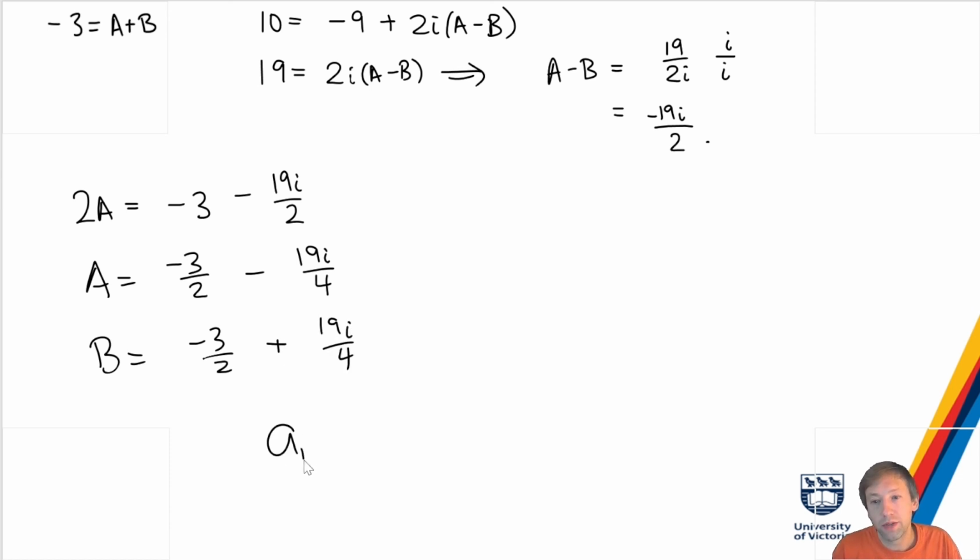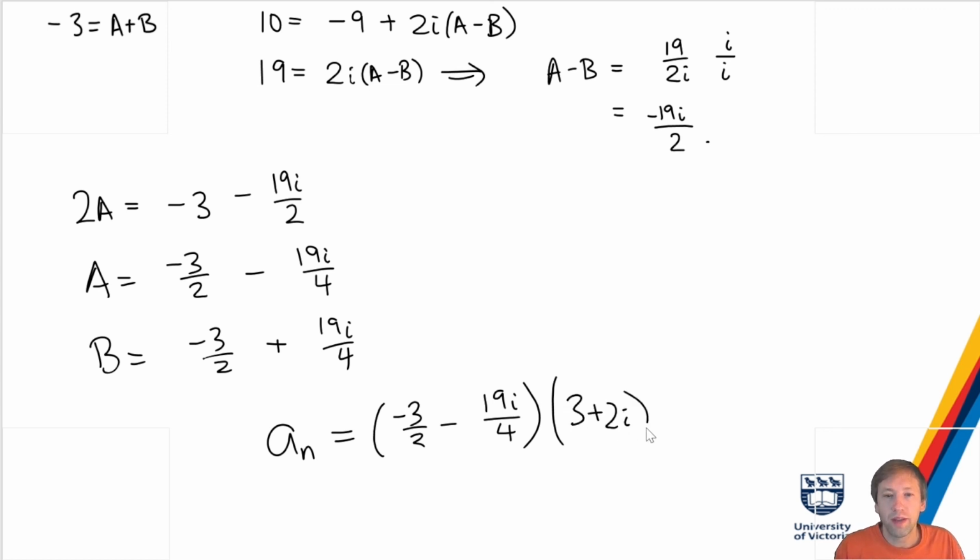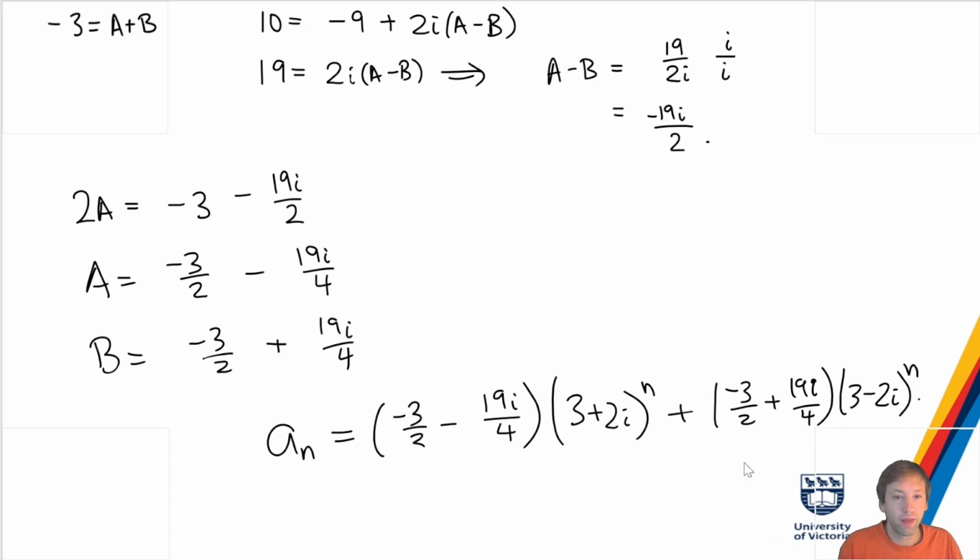And so my final particular solution to this recurrence relation is (negative 3 over 2 minus 19i over 4) times (3 plus 2i) to the n, plus (negative 3 over 2 plus 19i over 4) times (3 minus 2i) to the n. This is just plugging in a and b into the general solution. Yeah, so this is a bit crazy, right?